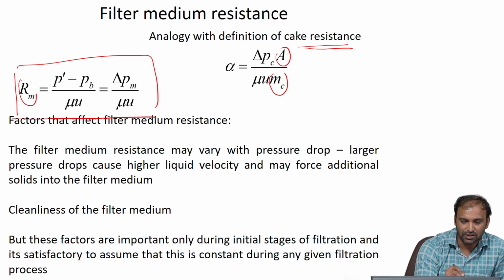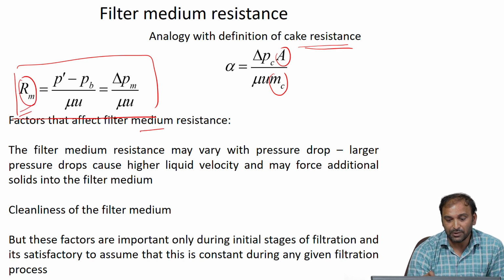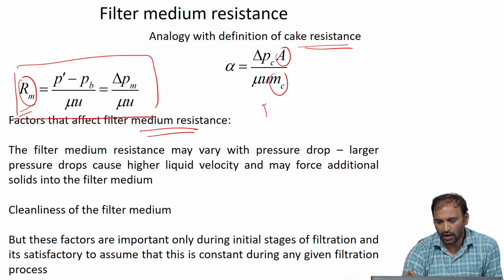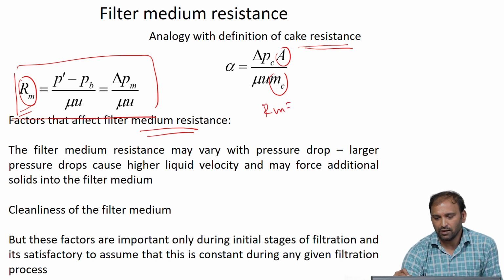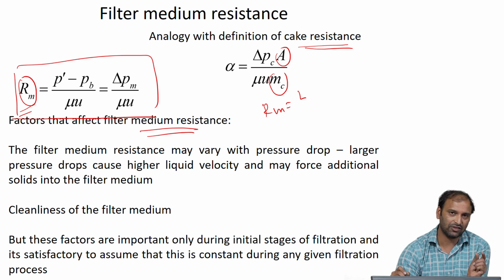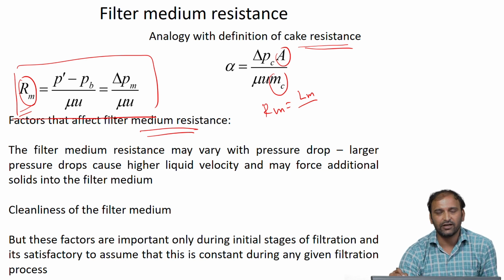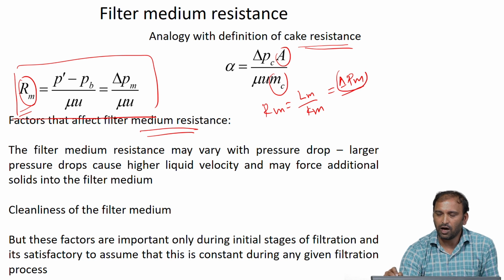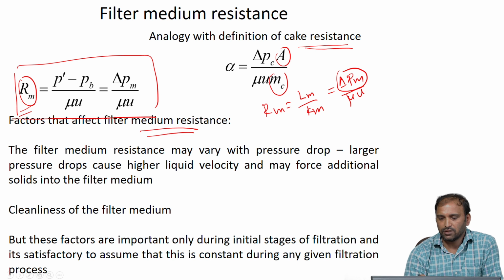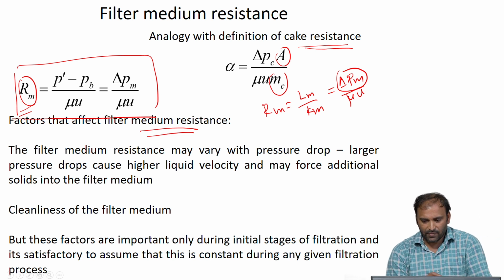That's because this is defined as the filter medium resistance, Rm, which essentially goes as the length of the filter medium. If Lm is the length of the filter medium divided by the permeability of the medium, that essentially goes as delta Pm, the pressure drop across the filter medium, divided by mu and u.